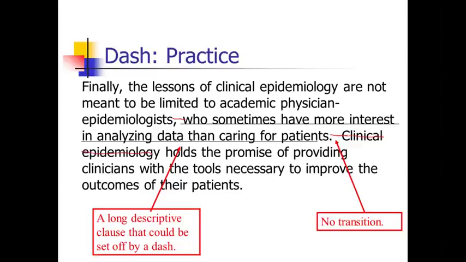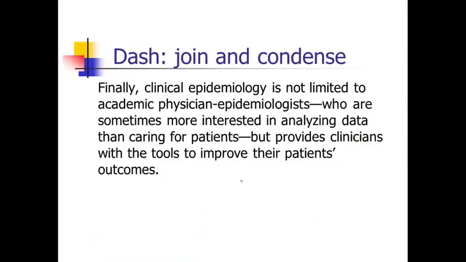We get this holds the promise of providing. Well, a really short way to say holds the promise of providing is just to say provides, be direct. You get provides clinicians with the tools necessary to improve. Well, how about just provides clinicians with the tools to improve? That word necessary is not necessary there. And then we get this, the outcomes of their patients. This is a case where you can get rid of a couple of words by saying, instead, patients' with an apostrophe, outcomes. So you dump a few words there. So there's a few ways we can tidy this up, as well as adding the dash there to join and condense.